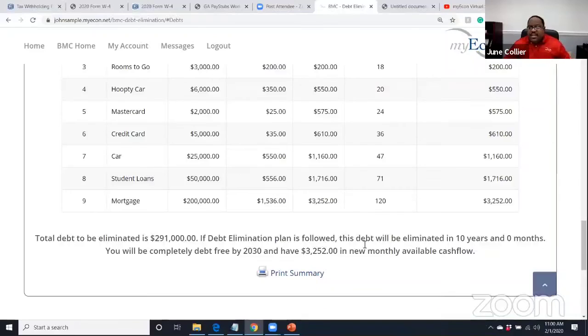By using the debt elimination software, you're going to eliminate all of this debt in 10 years total, 10 years, 0 months. So you're going to eliminate $291,000 worth of debt in 10 years. And then at the end of 10 years, you've got $32.52 in monthly cash flow that's now available to you that used to service debt.